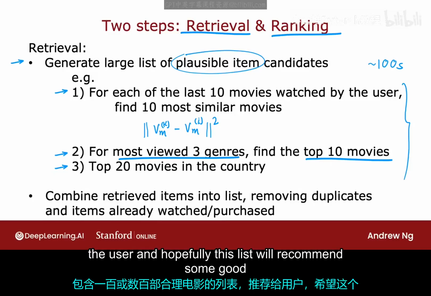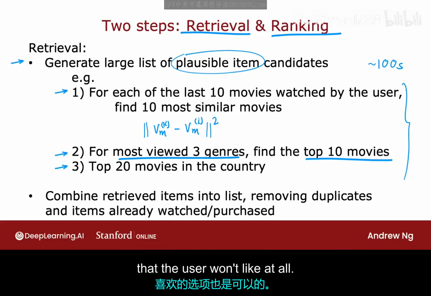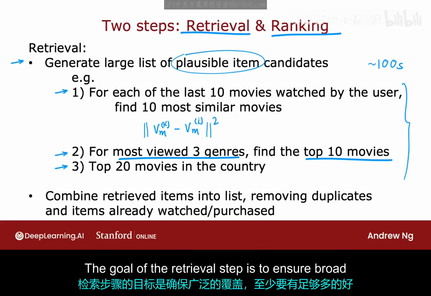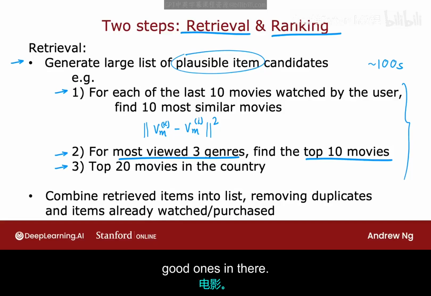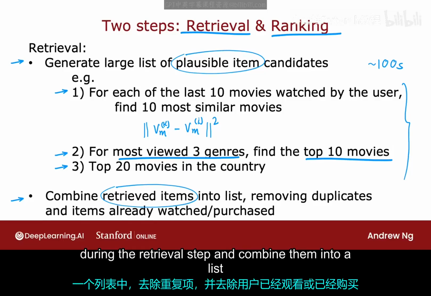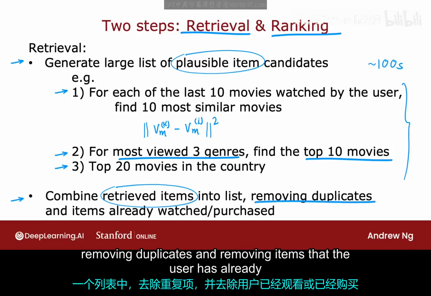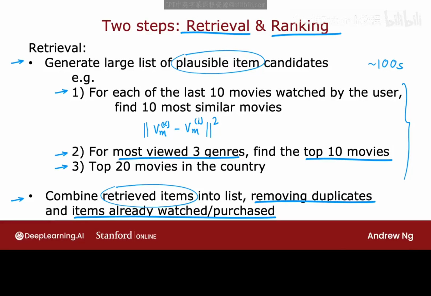And hopefully this list will recommend some good options, but it's also okay if it includes some options that the user won't like at all. The goal of the retrieval step is to ensure broad coverage, to have enough movies to at least have many good ones in there. Finally, we would then take all the items we retrieve during the retrieval step and combine them into a list, removing duplicates and removing items that the user has already watched or that the user has already purchased and that you may not want to recommend to them again.